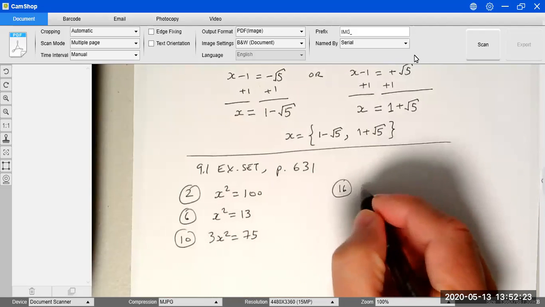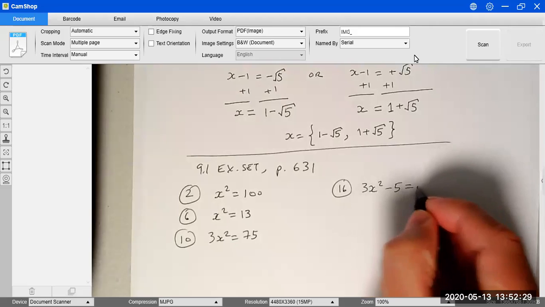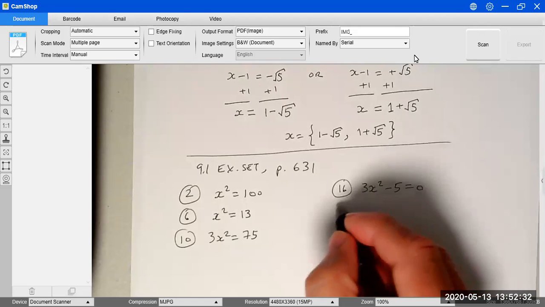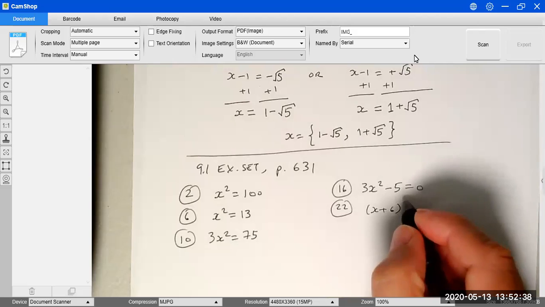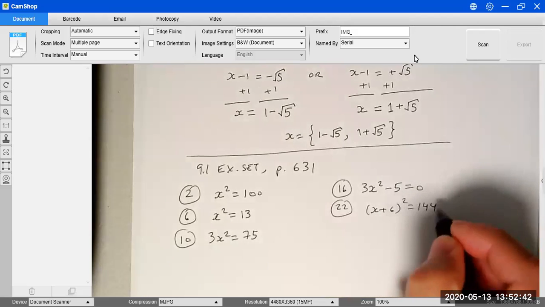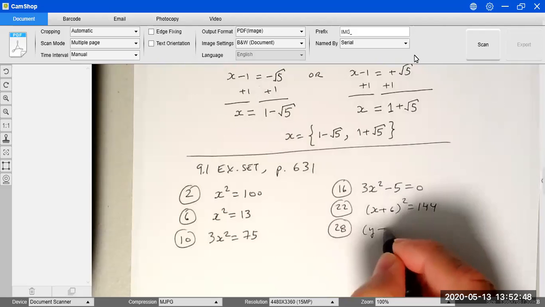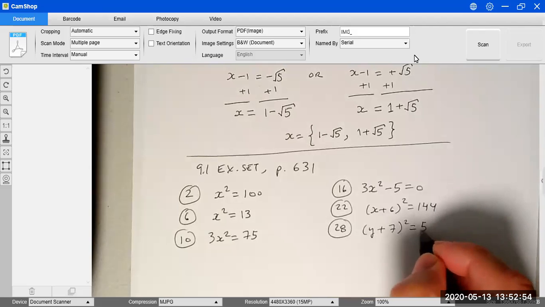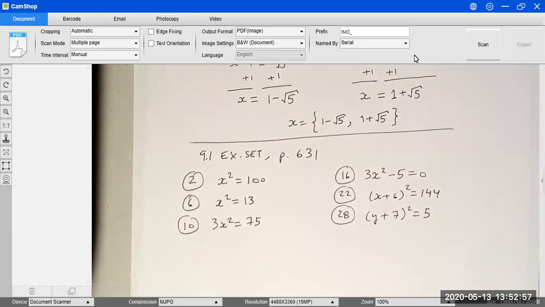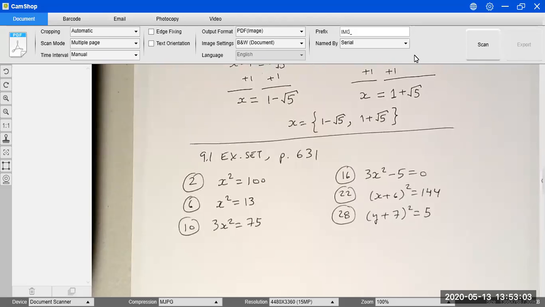Then we have number 16: 3x squared minus 5 equals 0. Number 22 is (x plus 6) squared equals 144. Number 28 is (y plus 7) squared equals 5. Solve these exercises first, and then I'm going to show you how to solve another kind of exercise by using the same square root property.